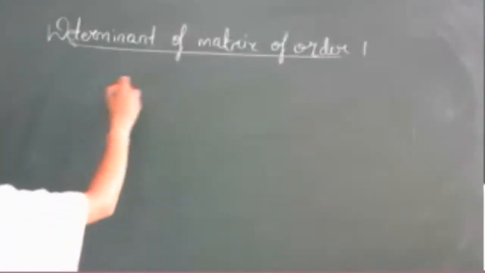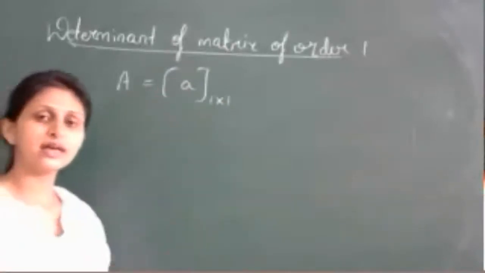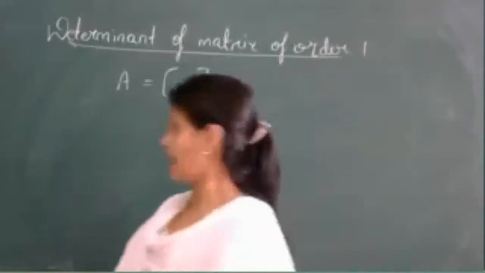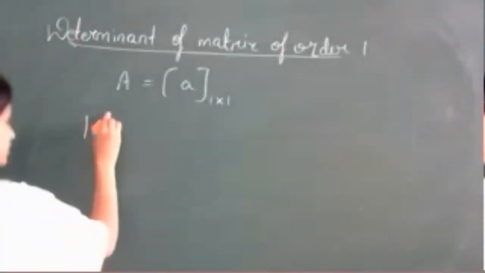So how does a matrix of order 1 look? It contains only a single element, right? This is 1 cross 1, so it is a square matrix. In fact, it is a matrix of order 1. How many elements are there in this matrix? Of course, only one element. And the determinant of this matrix of order 1 will be the same element. But here, you will not write it in brackets. It will be a number.